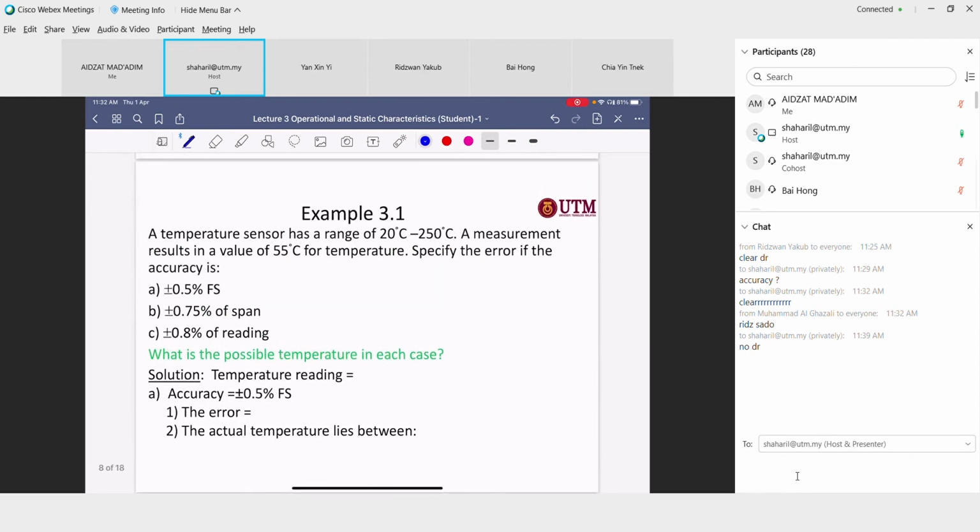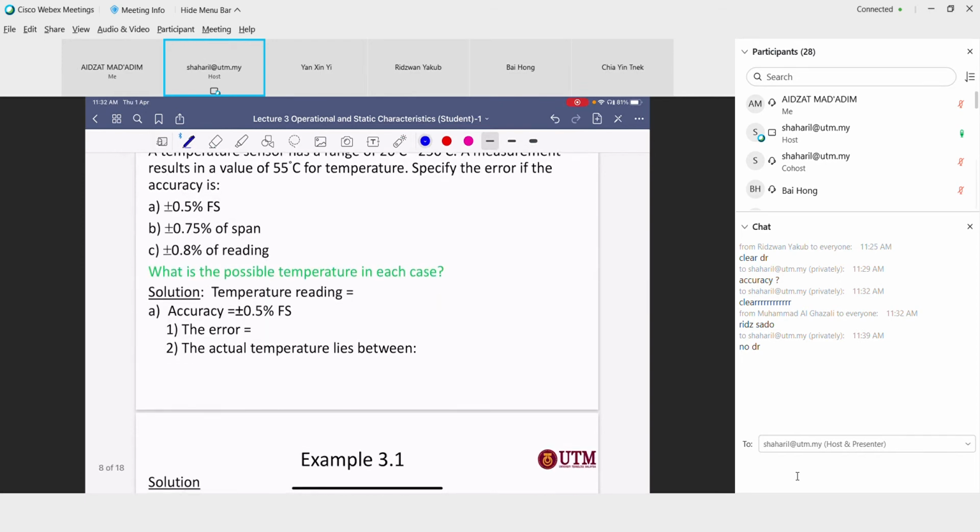Example 3.1. This one is a very simple example. A temperature sensor has a range of 20 degree to 250 degree. The measurement results in a value of 55 degree for temperature. Specified that the error in the accuracy is 0.5% full scale or 0.75% of span and so on. So you can proceed with this one.